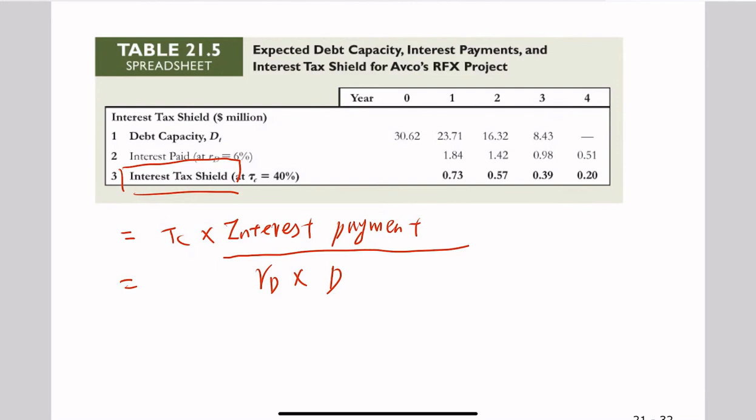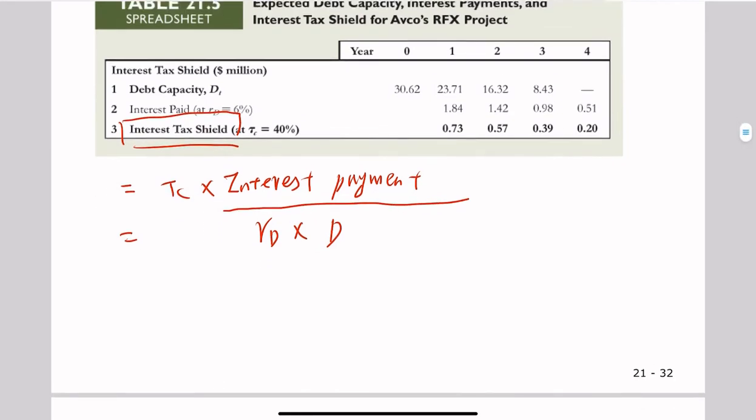But here, if you think about how to exactly calculate interest payment, then you will see that there is this timeline issue. The reason is because now we're having 4 years, right? Every year we will have a certain amount of debt, and every year the firm will need to pay out interest payment. So to correctly calculate interest payment, if you think about the timeline, then the interest will be calculated as this.